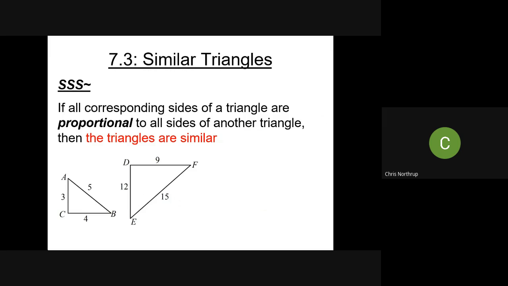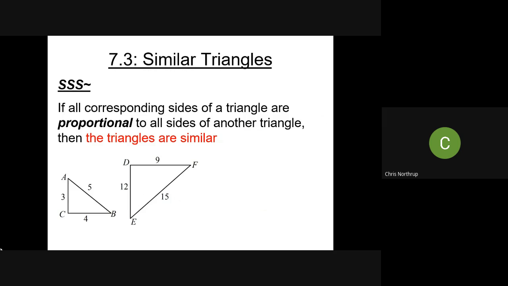It doesn't matter which ones you compare to which ones, just make sure it's small to small, etc. But also make sure you do that in the same order. So if I was going to compare AC to, say, DF, because those are the smaller ones, comparatively speaking, I want to make sure that I still compare all of the parts of ACB to the parts of DEF.